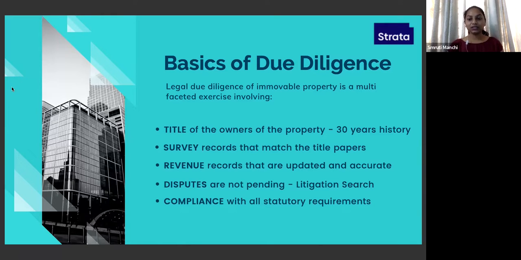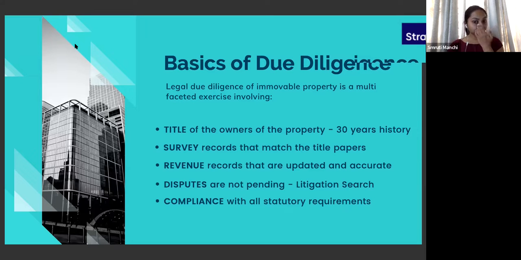Under title, what you look at would be the previous owners of the property, and you generally go into market standard, like 30 years of history. The look back period is 30 years or 12 years. In some cases, you can do a limited due diligence or a detailed due diligence. 30 years and 12 years is linked to limitation periods. This period of look back will help you ensure that there are no existing rights over the property other than what you have seen in your title records.